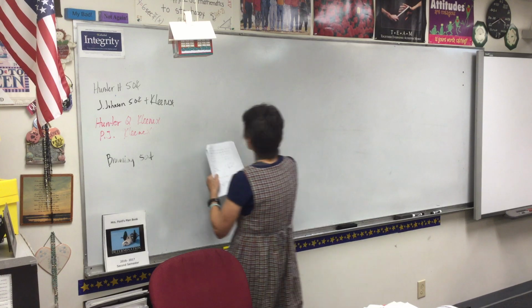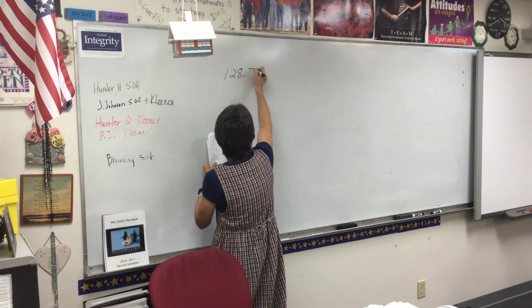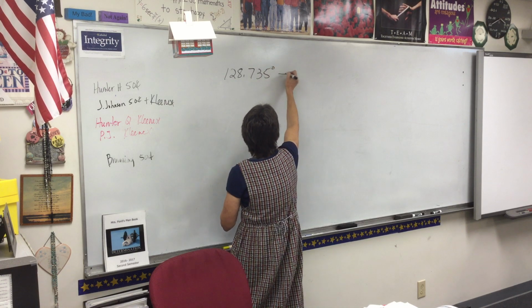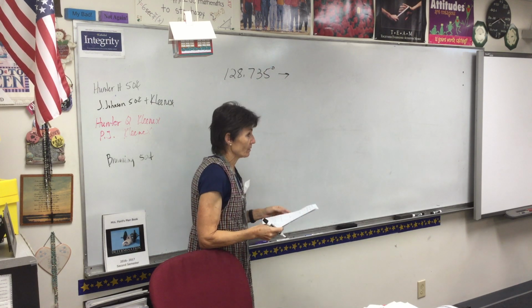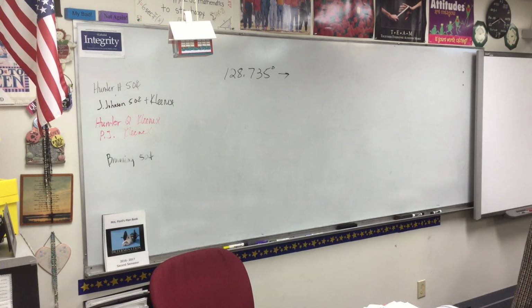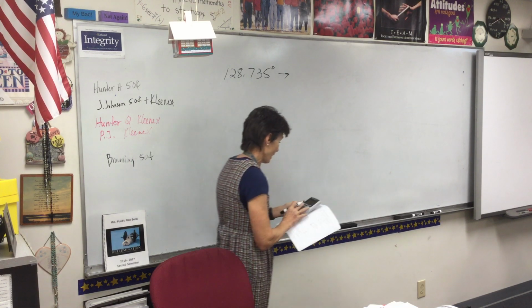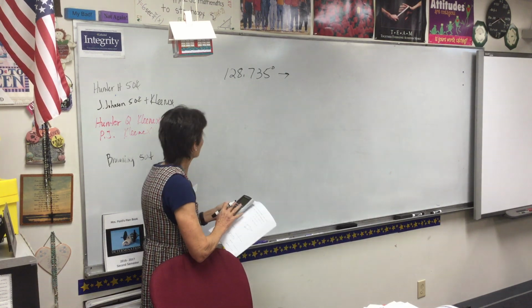So degrees, minutes, seconds, 128.735. So there's no work to show here. This is just, you're going to type it in. In fact, there's no work to show for the next part either. This is all, you just type it in. So you either know how to do it or you don't.